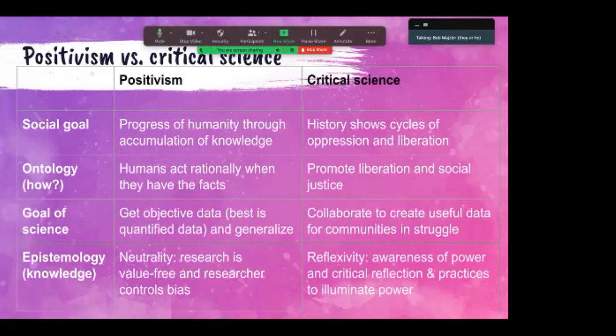Finally, how is knowledge created and what counts as knowledge? So this value of neutrality, we say it's impossible, but what we can do is reflexivity. And let's be transparent. Let's be aware of power and have critical reflection and practices to illuminate power and bias. And then let's have dialogues around how to move forward when power is complicated. But let's bring to light the power of the researcher, the power of the dominant society, the power differentials between researcher and researched. Those are the questions of reflexivity.